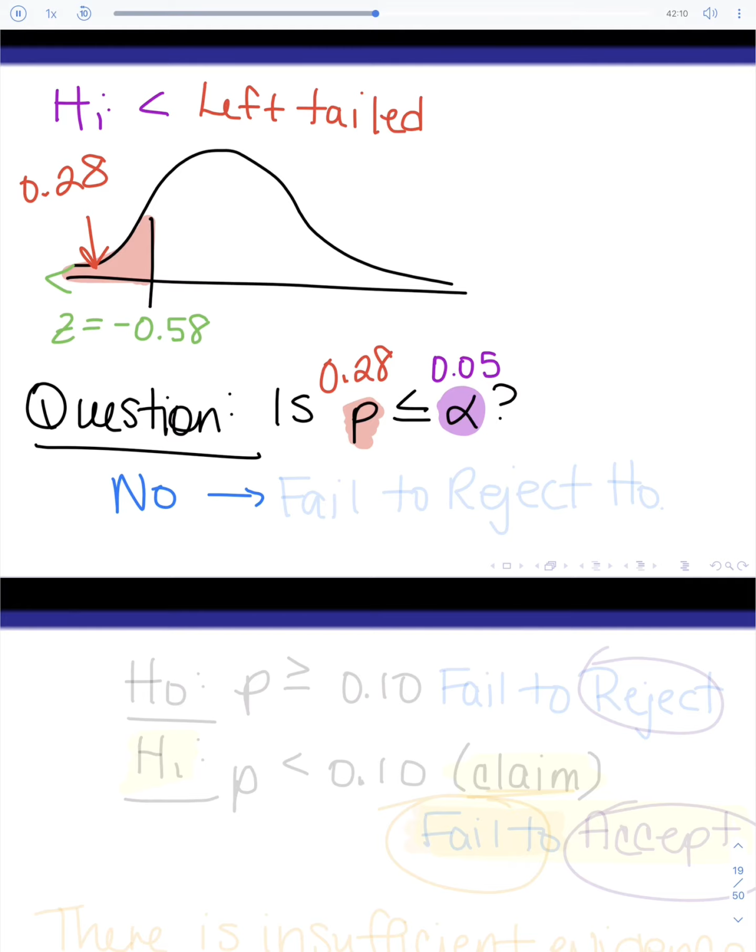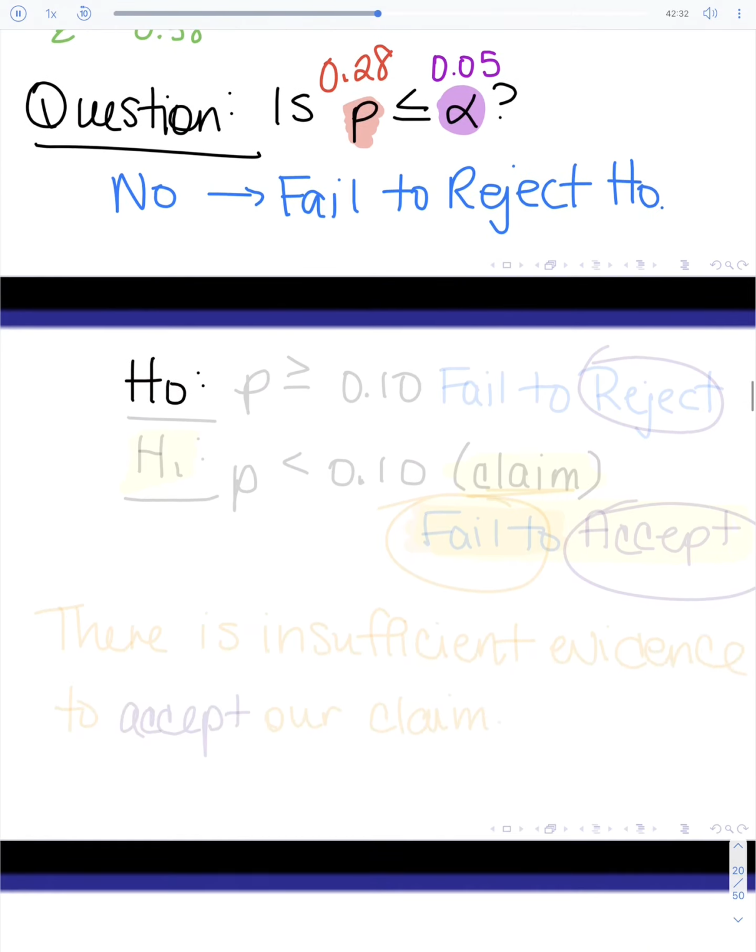Yes means that you reject H naught. No means that you fail to reject H naught. So the question is, what does fail to reject mean? Well, here, let's rewrite our H naught. Let's get into this habit of rewriting our H naught and our H1, and then we'll write out a sentence about this. So our H naught was that p was greater than or equal to 0.10, and our H1 was p is less than 0.10, and our claim was actually our H1.